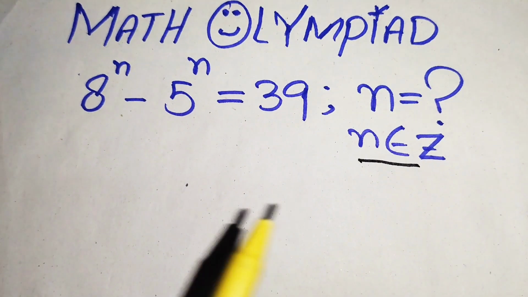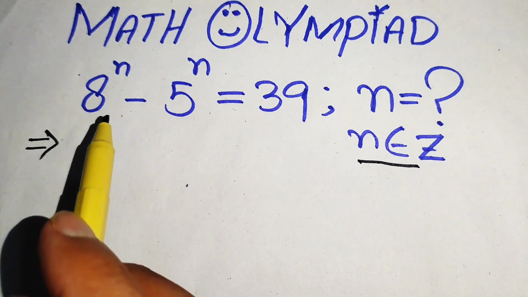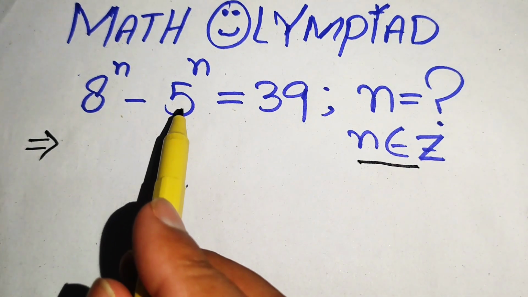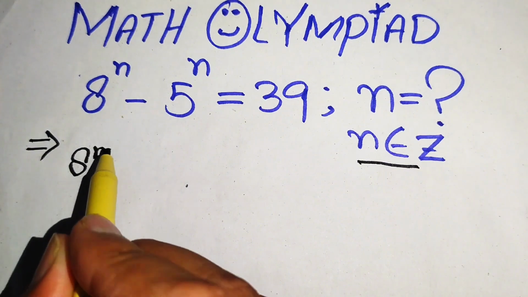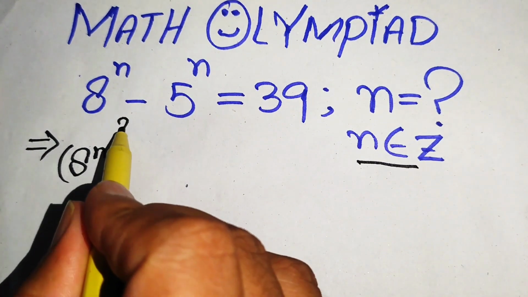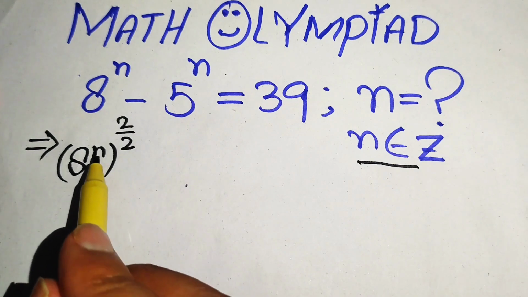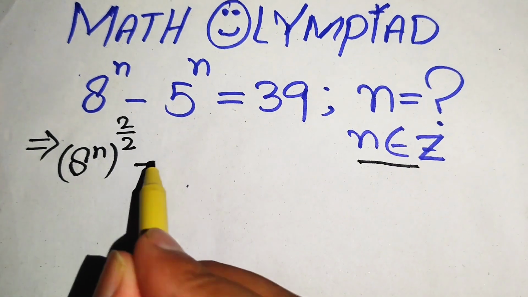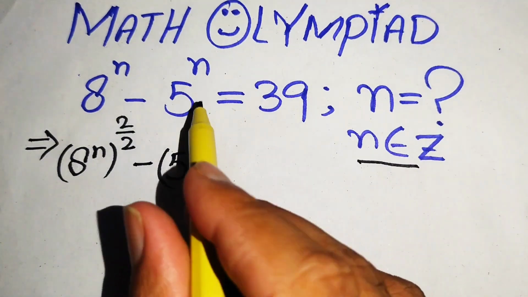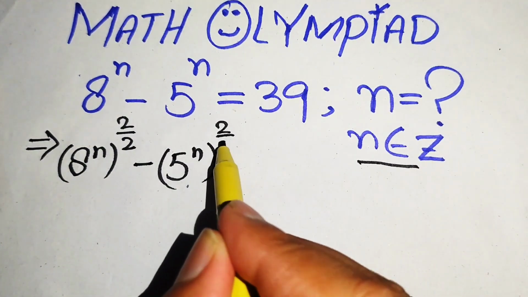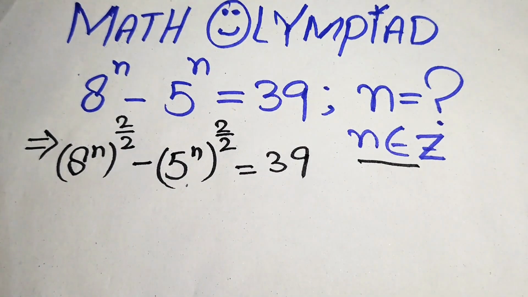The very first step we are going to do is multiply the exponent of both of the terms by 2, and we write it as 8 to the power of n and its whole power 2 by 2. We just multiply and divide this exponent by 2. Similarly, we can multiply and divide this exponent also by 2, and this whole equals 39.